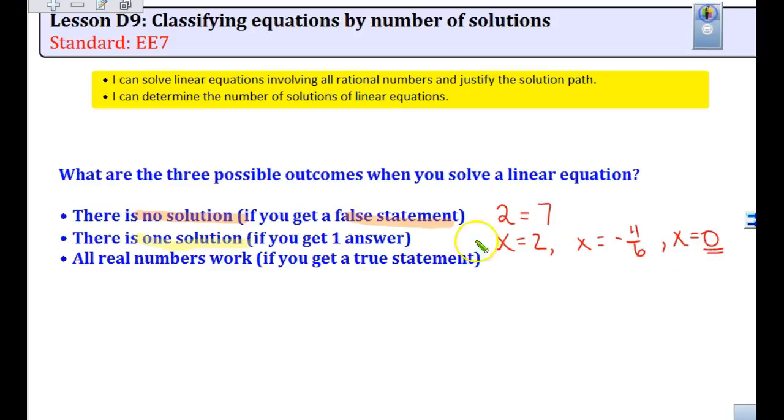And then our last one that we are looking at is when do we have a true statement for everything? So when we have all real numbers that work, that's when we have this true statement. And a true statement might be something like what? 3 equals 3. So you eliminated the variables in both of these, and when the variables were eliminated, you were left with simply 2 numbers being equal.